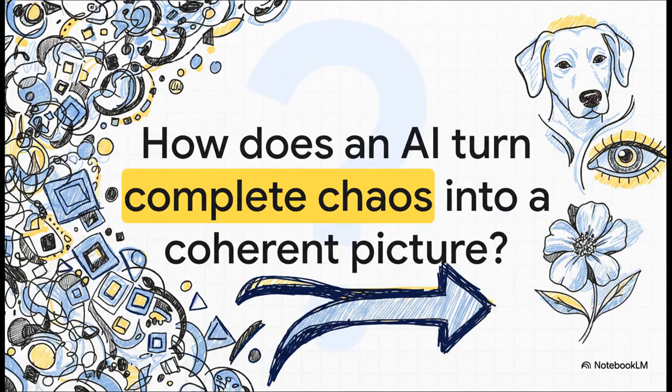That's the billion-dollar question. How does a machine, an algorithm, look at that mess of static and pull out a coherent image? How does it sculpt something recognizable from what is basically nothing? Well, the answer is, it's brilliant, and honestly, a little backwards from what you might expect.